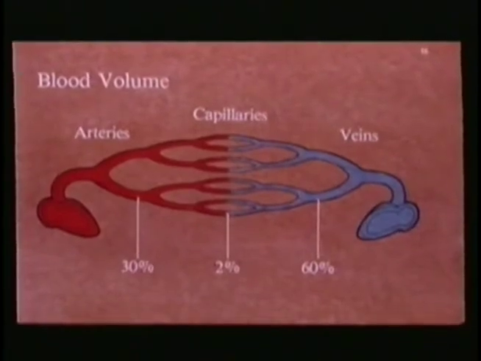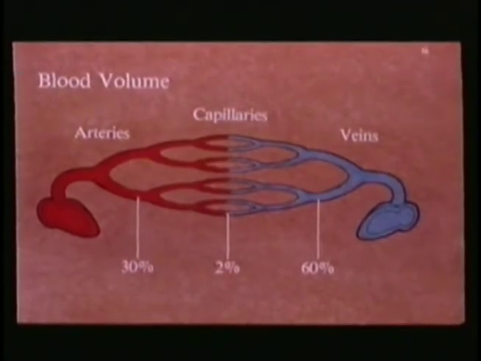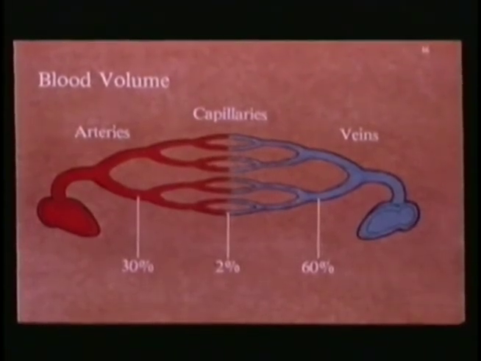16. In fact, the arteries contain less than 30% of the total blood volume, the veins contain approximately 60%, and the capillaries contain no more than a few percent. The remainder of blood volume is contained in the chambers of the heart.